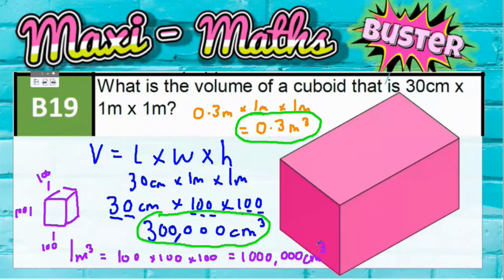So if 1 meter cubed is 1 million centimeters cubed, 0.5 meters cubed would be 500,000 centimeters cubed, and 0.3 meters cubed would be 300,000 centimeters cubed. So either of those two answers are correct. They're both equivalent.